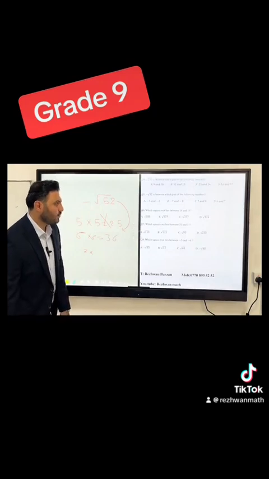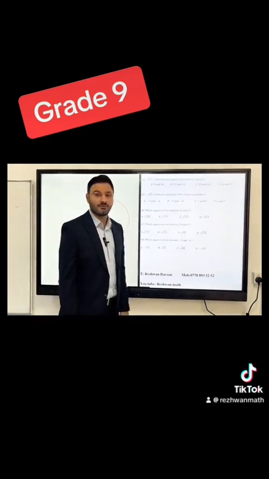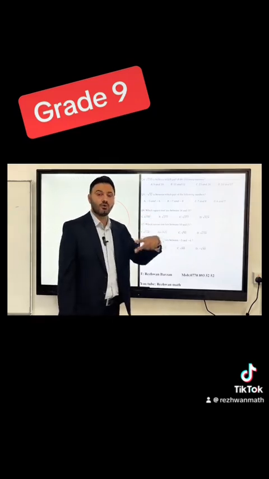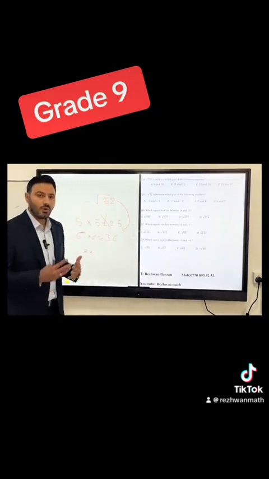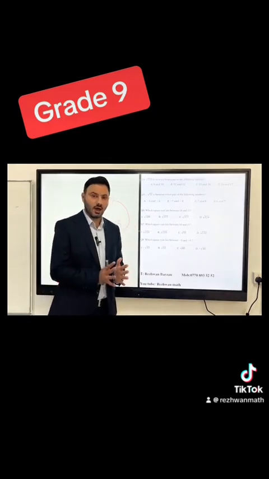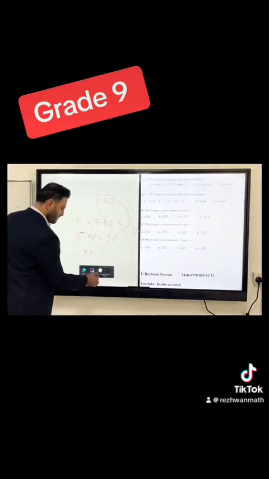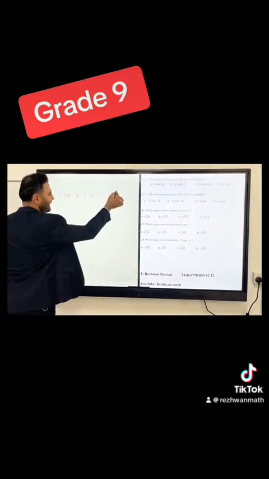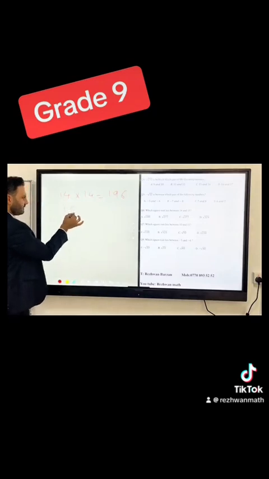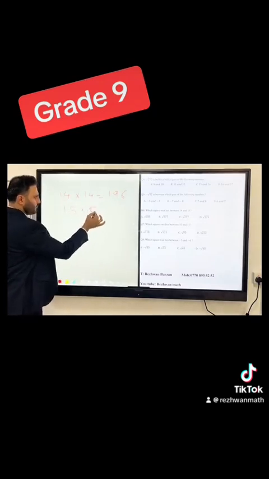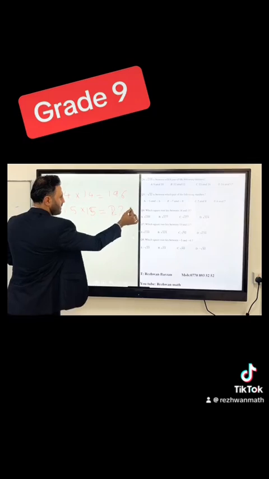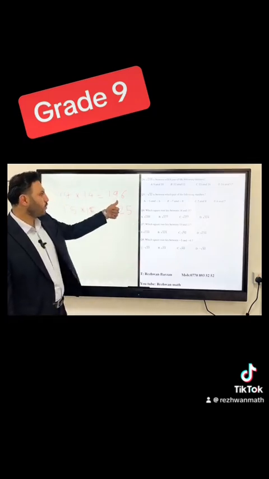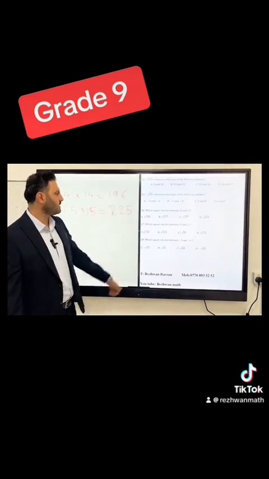Question: which square root lies between 14 and 15? Now we have a different question. It says which square root lies between 14 and 15. If we have an example like this, we have to multiply each number by itself, okay? Now we have 14 times 14, we get what? 196. And 15 times 15, we get what? 225. Now, what square root lies between 196 and 225?